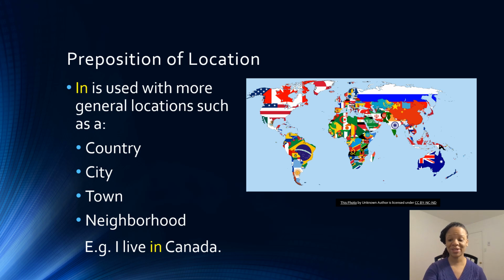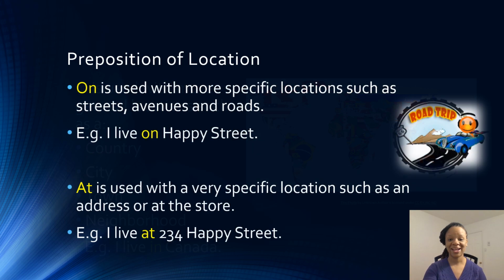As a preposition of location, we use in with general locations, such as a country, a city, a town, a neighborhood. So I would say, I live in Canada. Where do you live? For on, we use on with streets, avenues, and roads. So for example, I could say, I live on Happy Street. And finally, if I needed to give my specific address, I would say, I live at 234 Happy Street.